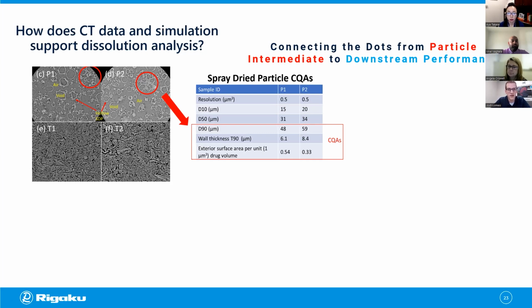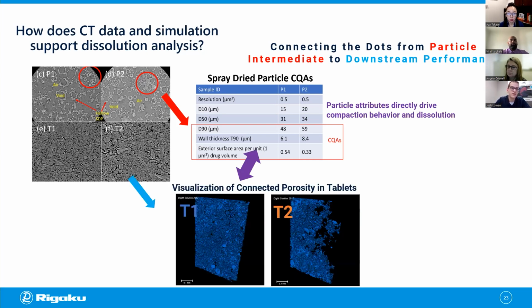Even further than that, we can actually extract quantitative differences in things like the relative particle size, the wall thickness of these spray-dried particles, as well as their exterior surface area. And these are all things that are going to be critical as we take these powders and compact them into a tablet. How they compact is ultimately going to affect the porosity within the tablet, and that will lead to differences in dissolution and disintegration. And so that's where our tablet data comes in here.